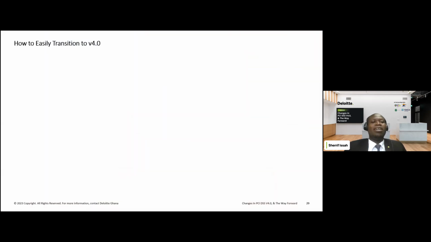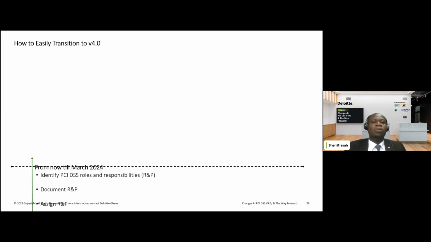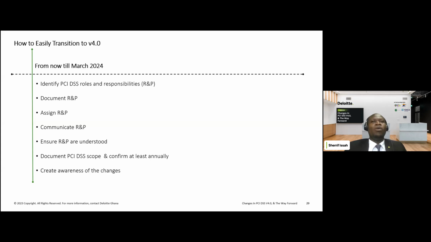In order to easily transition to version 4.0, there are two groups of things we need to do. One is activities from now, as we speak on this webinar, till March 2024. These activities are meant to make sure that by the time version 3.2.1 retires, we will be compliant. Basically, that's what it means.